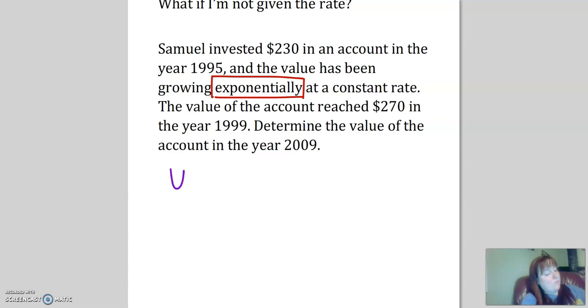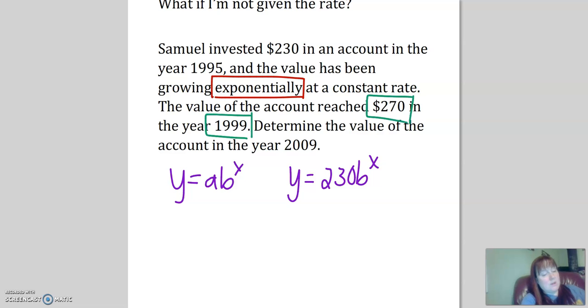Okay, so then we have y equals a b to the x as our function. Our initial value is 230 because that's where we started. So we're just going to say y equals 230 b to the x. And we still have that pesky b. We don't know what the rate is. But guess what we do know? We do know that in 1999 it was worth $270. That's a point on our function. At time equals 4, the y value is 270, right? The amount we get out is 270. So we could plug this into our function to find b. So let's plug that in.